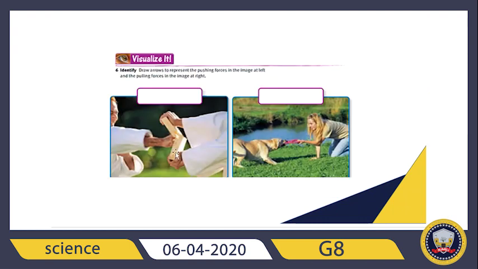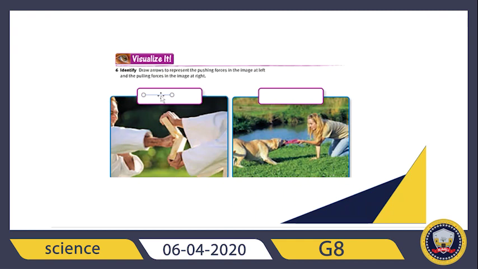So guys, here we have two different types of forces. Draw arrows to represent the pushing forces in the image at left and the pulling forces in the image at right. So here at left we have what? We have a pushing force. So let us try to draw the arrow. It will be this direction, since we said forces are vectors.